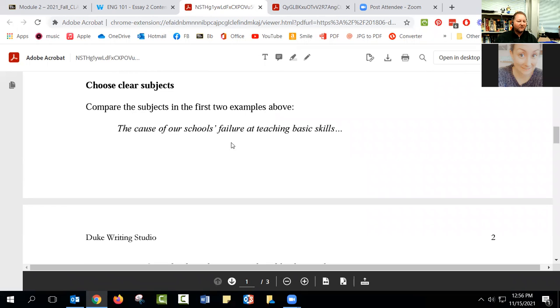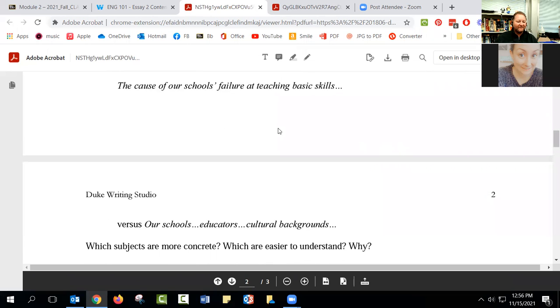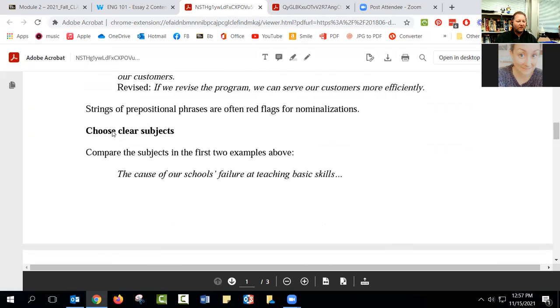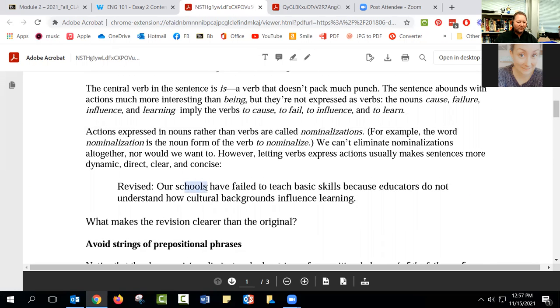Talking about choosing clear subjects, right? So the cause of our school's failure at teaching basic skills, that's a bad page break, versus our school's educators, cultural backgrounds, all these different subjects. And so they ask, which subjects are more concrete, which are easier to understand, and why? And when you think about concrete nouns, right? I'll go all the way back up to the top here. Our schools have failed to teach basic skills because educators do not understand how cultural backgrounds influence learning. Lots of concrete nouns here, right? Lots of good concrete words that makes it easy for any audience to read this sentence and understand, right?